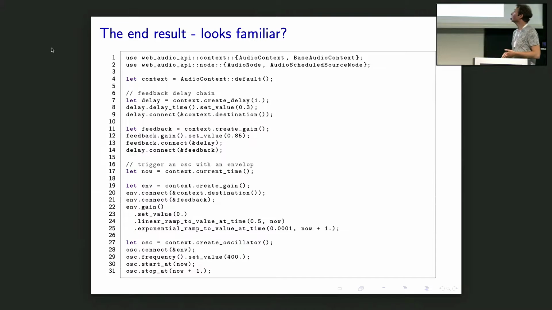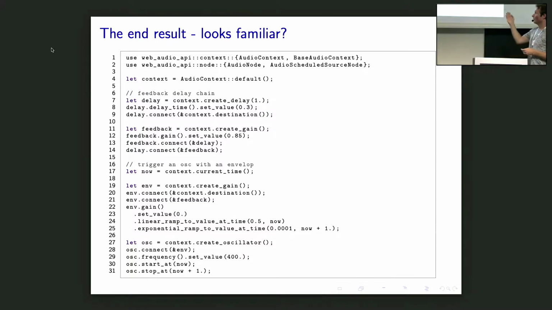And then let's have a look at the end result. This is a snippet of Rust code, and it should look really familiar to you. There are some import statements, you can forget about them, but basically we're setting up an audio context, and then we're setting up the audio graph. There will be an oscillator with a frequency of 400 Hertz. We ramp it up in volume and tween it back down. And then there's actually a cycle in the audio graph for a feedback effect.